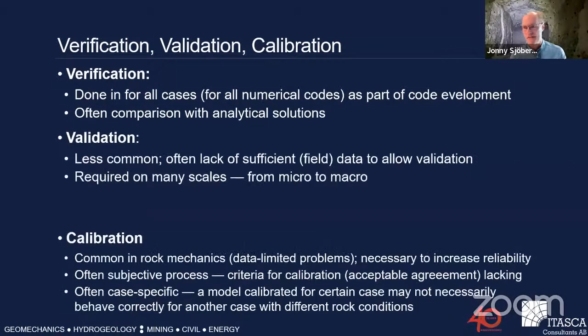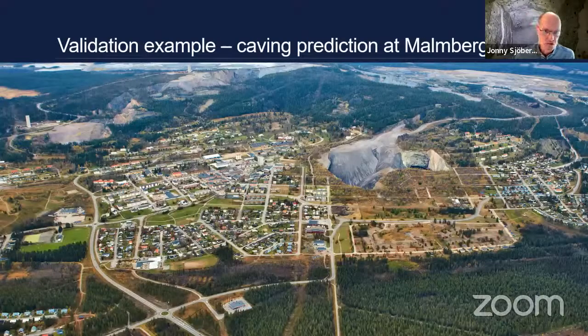And then, validation. I would say this is much less common. And the main reason is the lack of enough field data to do a validation. And still we need to do that on many different scales. I'll show you just one example of how this can be done. This is from a simulation of a mine, a large caving mine in Sweden, where they do mining with sublevel caving, and you end up with large cave craters on the ground surface also. So obviously it's really important to be able to predict where that caving develops.